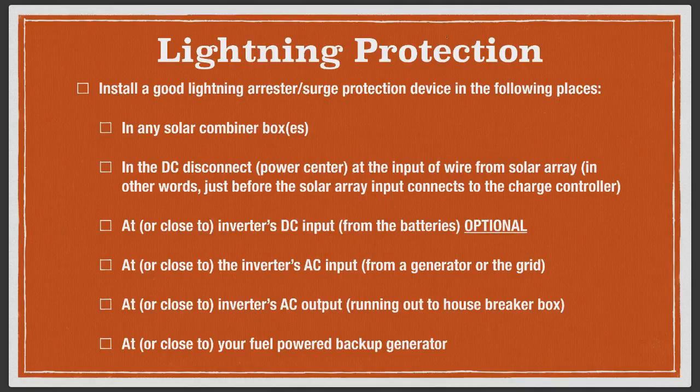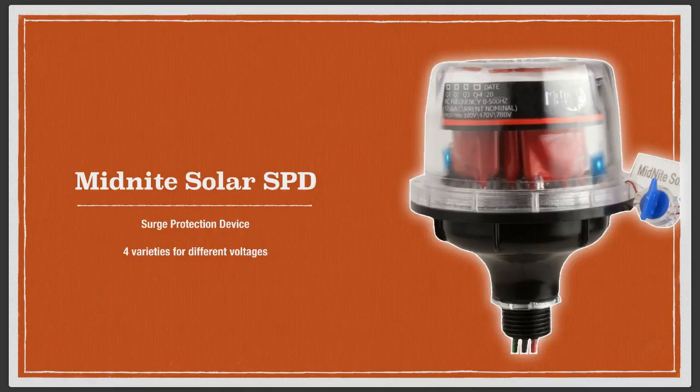So here is my favorite lightning arrestor. Not only does it perform much better than the competitors that I'm aware of, but it also has an LED indicator that lets you know if it's operational or not. And this is a really nice lightning arrestor. Like I mentioned earlier, it's supposed to be able to clamp down in 15 nanoseconds, which is pretty remarkable. And it comes in 4 different voltages for different applications.